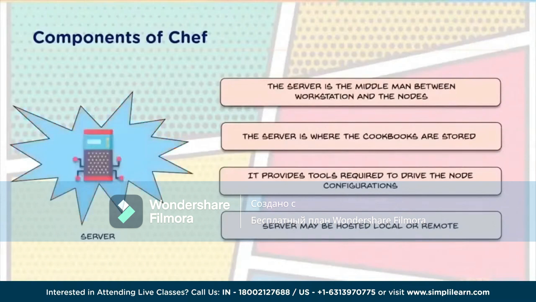A second component is the server. So server is like the middleman. It lies between your workstation and your nodes. And this is where all your cookbooks are stored. Because as you saw previously, the knife sends these cookbooks over from the workstation to the server. The server can be hosted locally, that's on your workstation itself, or it can be remote. So you can have your server at a different location. You can even have it on the cloud platform.